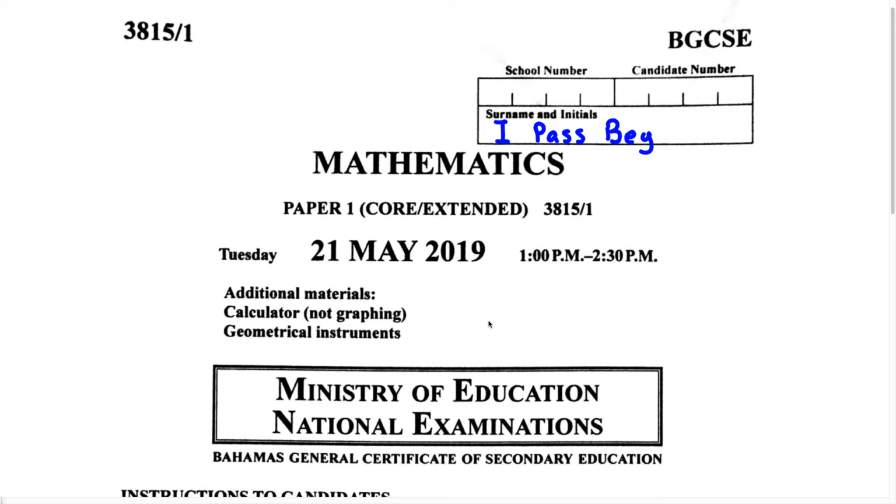Now, unlike the BJC, for the BGCSE, we can have a calculator. This is very important. You must go inside the examination with a calculator. You can have a Texas Instruments, you can have a Casio, it's up to you. But just go in the exam with a calculator and know exactly how to use your calculator.